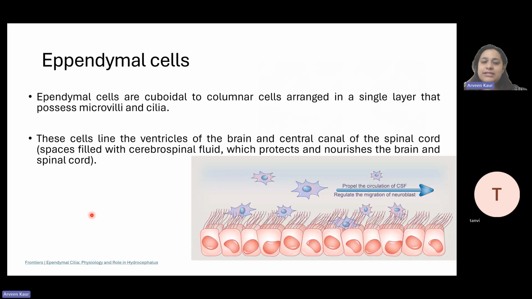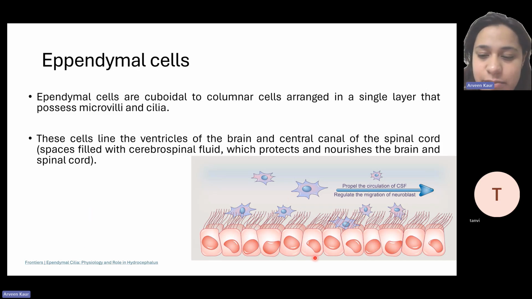Then we come to ependymal cells, which are the final kind of glial cells present in the central nervous system. So, what are these ependymal cells? As you can see over here, they have a very stark structure, right? These are cuboidal to columnar cells, arranged in a single layer that possesses microvilli and cilia. So it contains these hair-like structures, which are the microvilli or the cilia. These cells line the ventricles of the brain and the canal of the spinal cord.